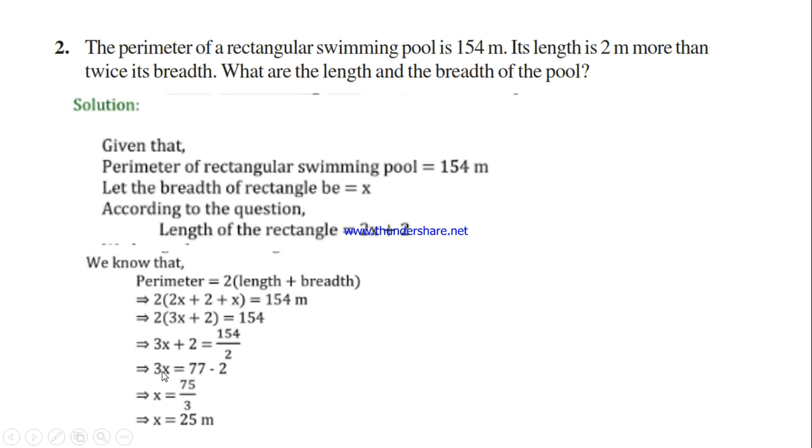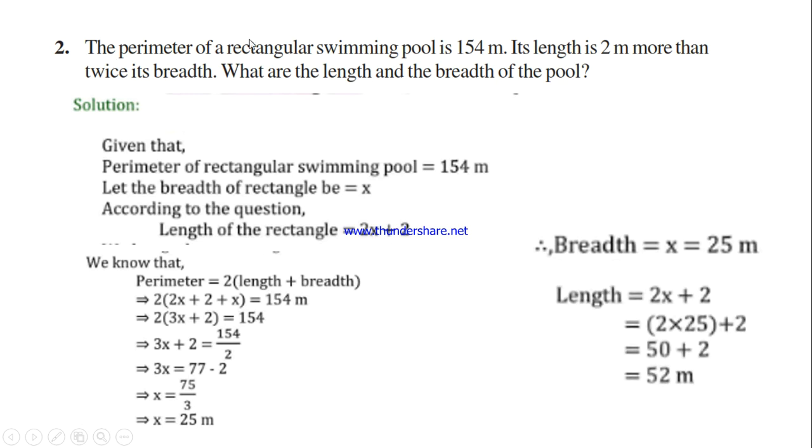3x equal to 75. Then again we are sending this 3 to the right hand side. It becomes division. So 75 by 3, the x value is 25 meter. So what is this x? Breadth. So the breadth of the rectangle is 25 meter. Then let's substitute this x value into the length. What did we take? 2x plus 2. So 2 into 25 plus 2, 50 plus 2, 52 meter. So the length of the rectangular pool is 52 meter and the breadth of the rectangular pool is 25 meter.